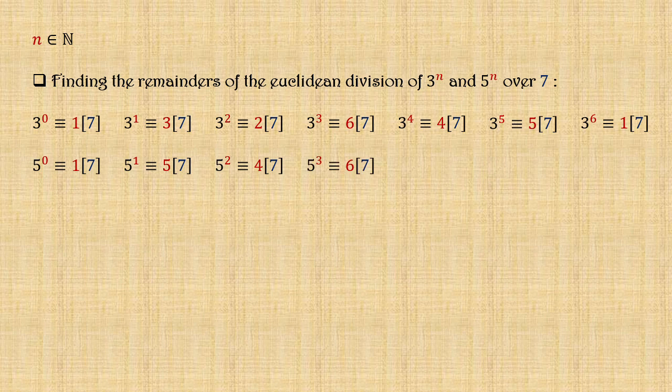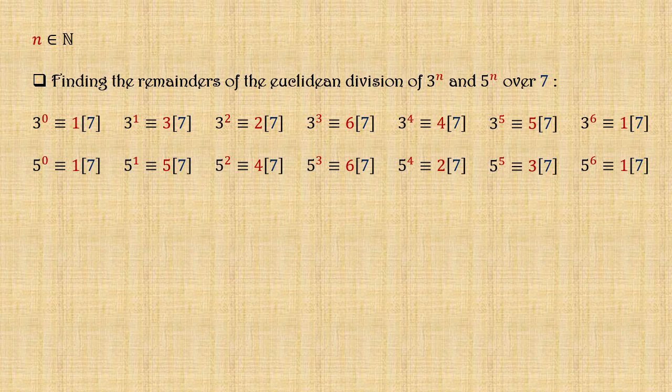Then we have 5 to the power of 3 that equals 125, which is congruent to 6 modulo 7. After that, we have 5 to the power of 4 that equals 625, which is congruent to 2 modulo 7. Then, we have 5 to the power of 5 which equals 3125, that is congruent to 3 modulo 7. And finally, when calculating 5 to the power of 6, we find that it equals 15,625, which is congruent to 1 modulo 7.